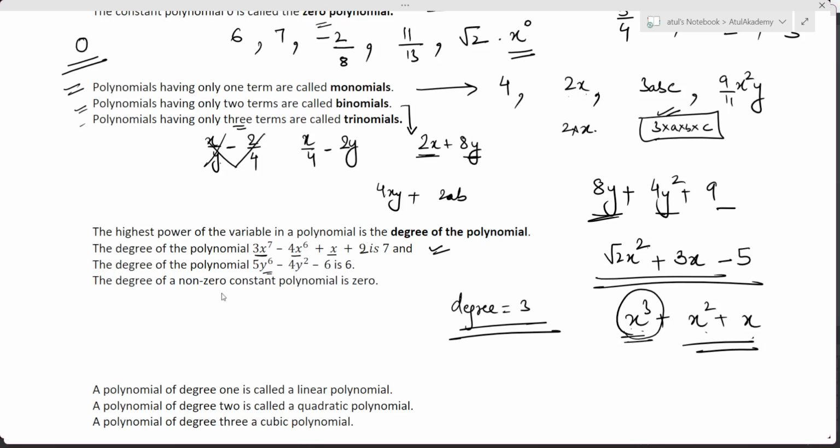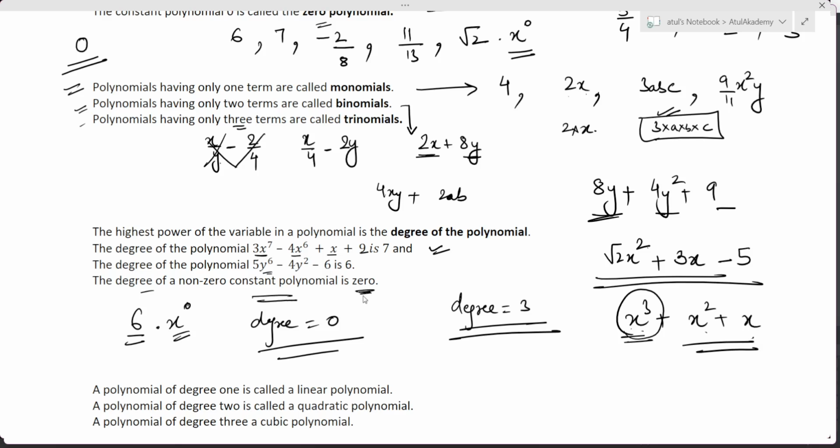The degree of a non-zero constant polynomial, let's say if I only write 6, what's the degree of this? Its degree is 0 because it is 6 times x^0. So its degree becomes 0. So for a constant polynomial, the degree is always 0.